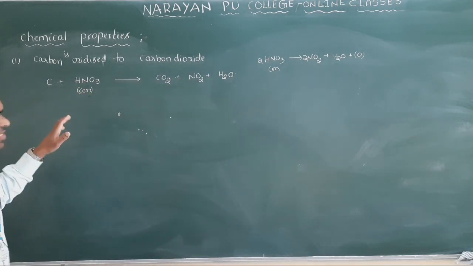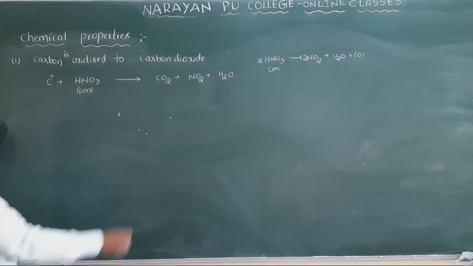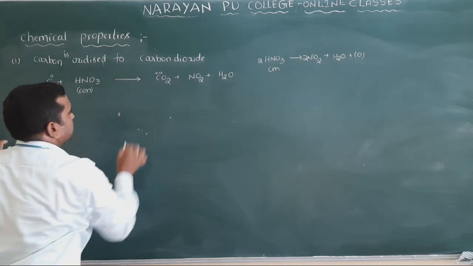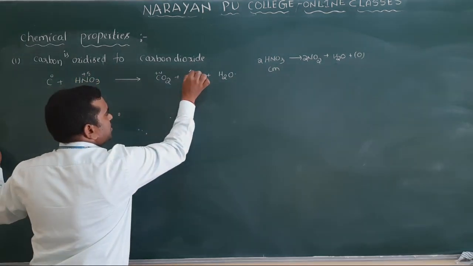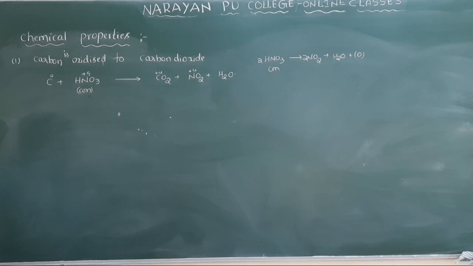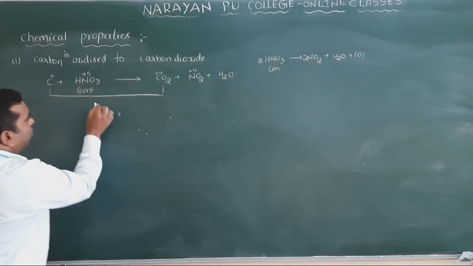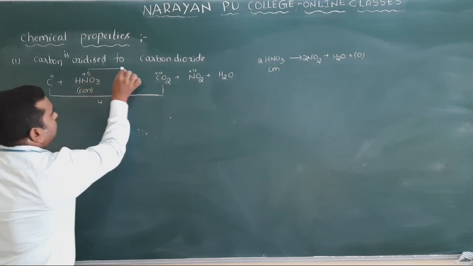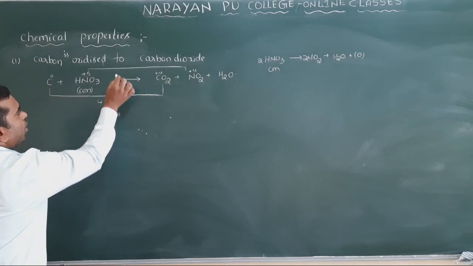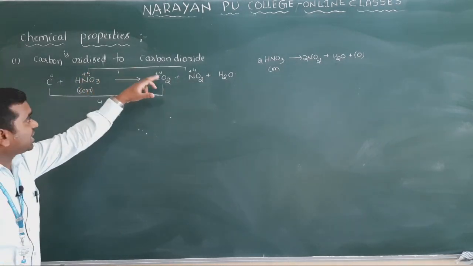Clear? So I will just discuss. Carbon: what is the carbon oxidation state here? 0. What is the carbon oxidation state here? +4. Oxidation state of nitrogen is +5, and the oxidation state of nitrogen is +4 here. So it goes from 0 to 4. How many units increased here? 4 units. And 5 to 4. How many units decreased here? 1.